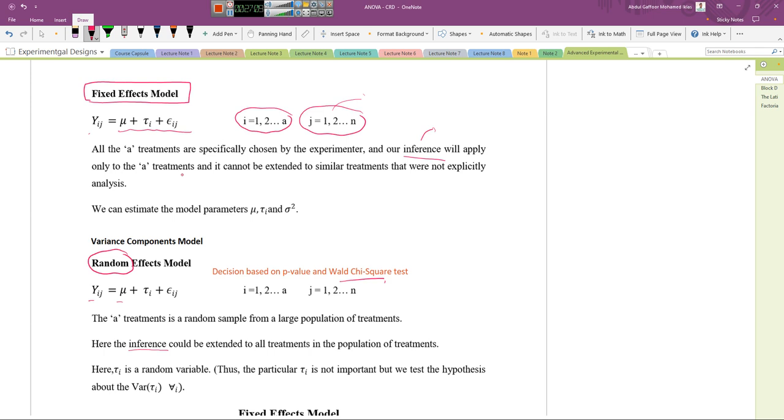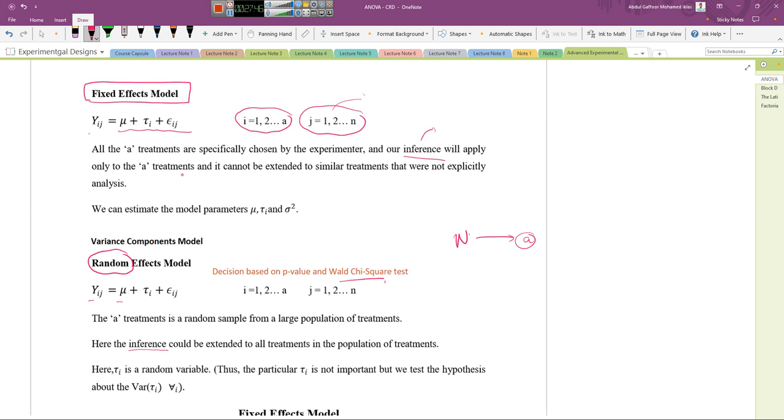Since we are taking randomly, we are going to give an equal chance to all the treatments, right? So for example, if you have capital N number of treatments, from that we are going to take only a number of treatments. Since we are giving equal chances for all treatments in the population, here the inference could be extended to all the treatments. But in the fixed effect model, there is a bias because the experimenter will influence the selection of the treatments.